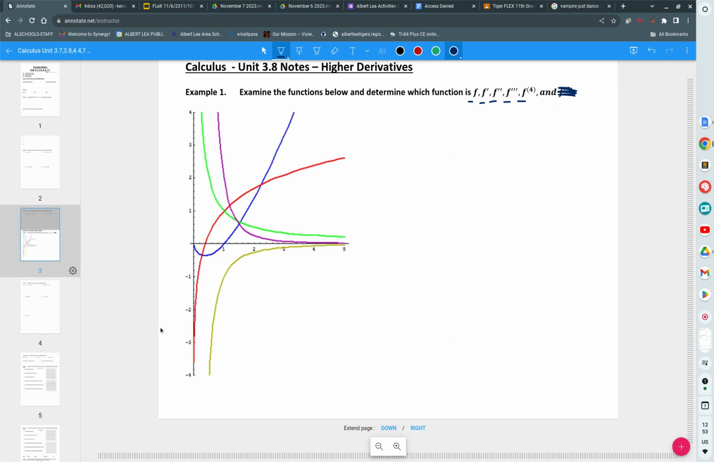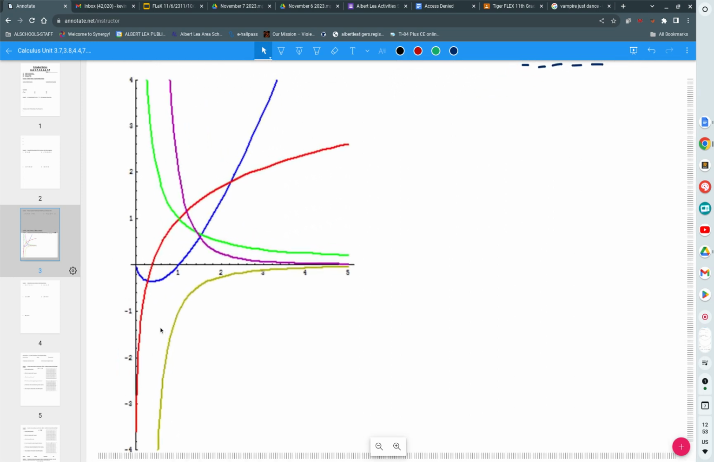See if you can talk with the person next to you. I'm going to let you look at it for about a minute. Make it a little bit larger here, okay? See if you can figure out which one is the original function and then which one is the derivative of the original function. Talk, think about something, go.